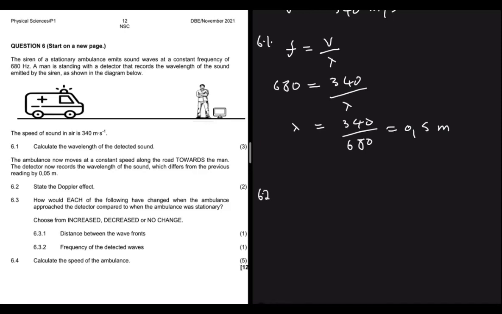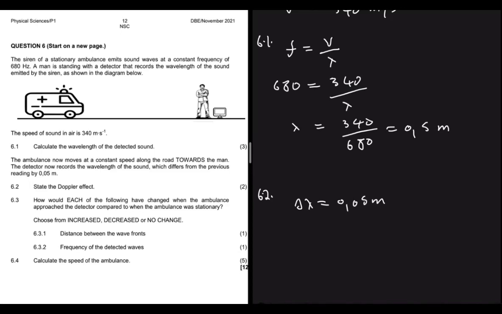And then we have 6.2, which starts with a statement. It says the ambulance now moves at a constant speed along the road towards the man. The detector now records the wavelength of the sound, which differs from the previous reading by 0.05 meters. Okay, so we have a change in wavelength which is equal to 0.05 meters.